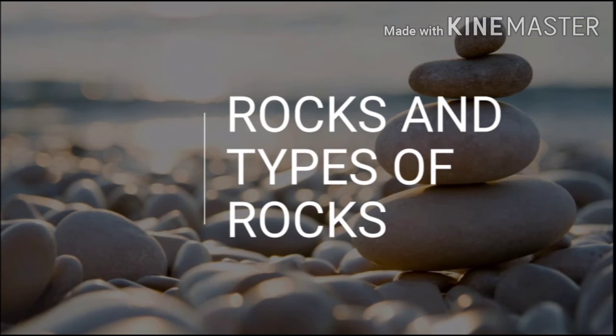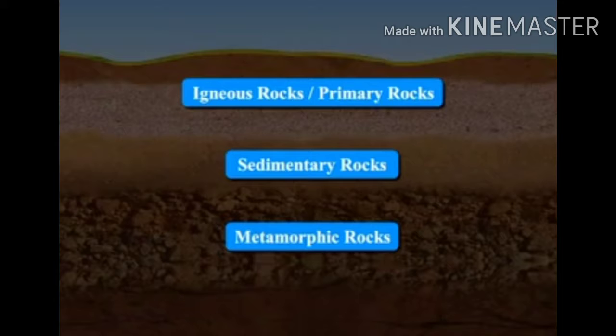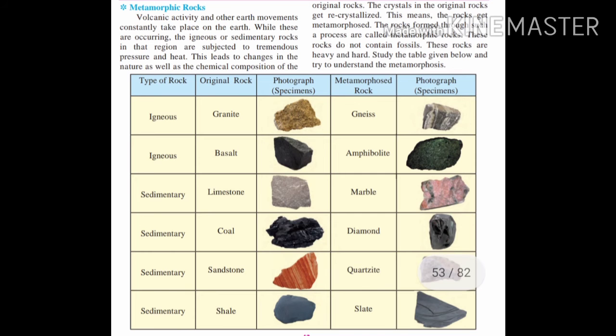Students, let's start with geography, lesson number 7, rocks and types of rocks. We have already studied the types of rocks. First, igneous rocks, which are called primary rocks, and second, sedimentary rocks, in part 1. Today we will be studying the third rock, which is called metamorphic rocks. So students, let's understand what metamorphic rocks are.